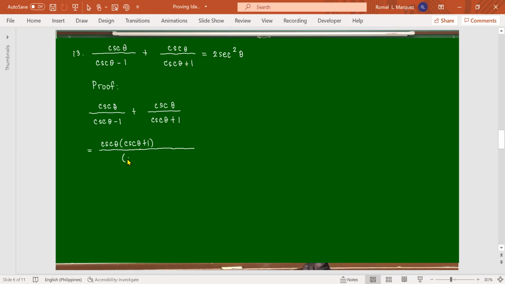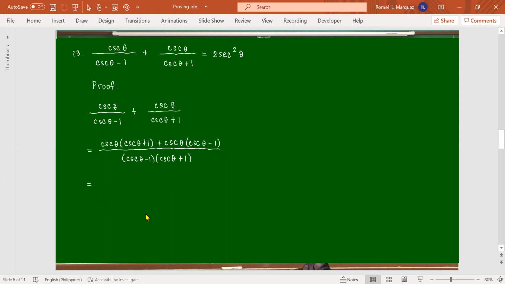So the LCD is cosecant theta minus 1 times cosecant theta plus 1. And then when this is divided by cosecant theta plus 1, that cancels this part. And then this is multiplied to cosecant, so plus cosecant of theta multiplied to cosecant theta, minus 1. Okay, that's it.